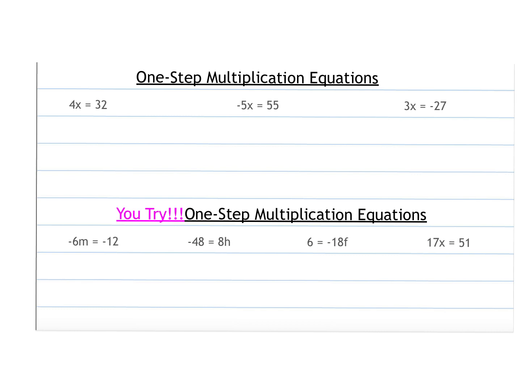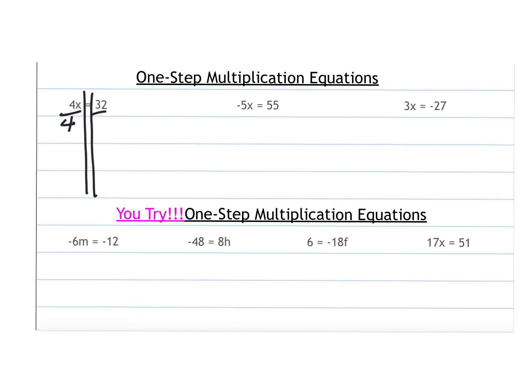Just like in the last video, I think it's the most beneficial for you to write all of the equations down and solve them. So 4x equals 32. So remember, our first step is to do our train tracks. 4x means that x is being multiplied by 4. So we're going to do the inverse, which is division, and we're going to divide both sides by 4.